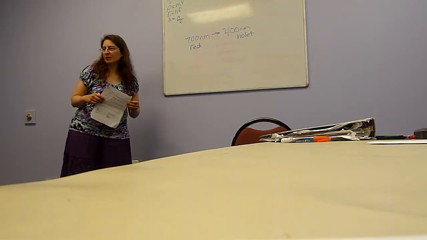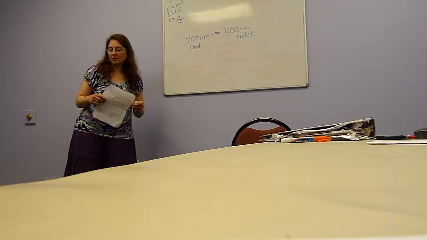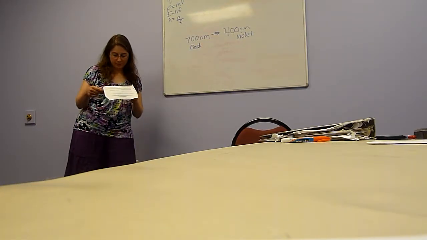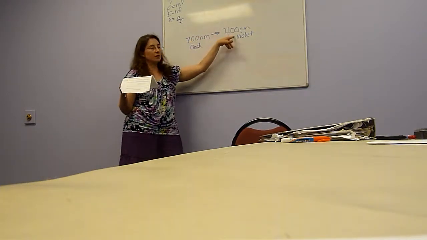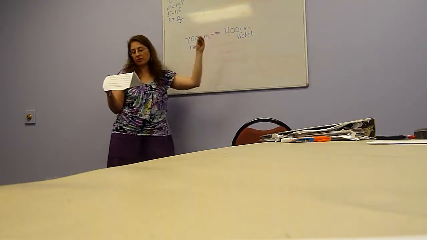Wait, did we answer the first part of 10? That's the wrong formula. The visible spectrum is from 700 nanometers of wavelength to 400 nanometers of wavelength. Okay. So it's like the second question.